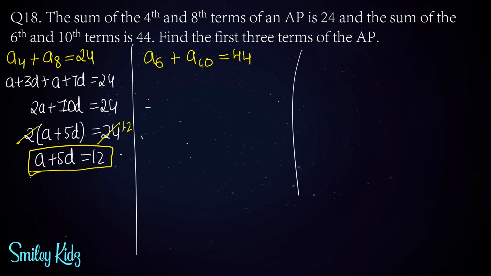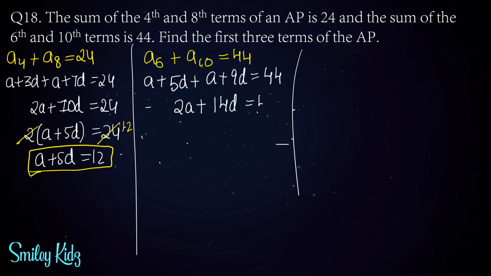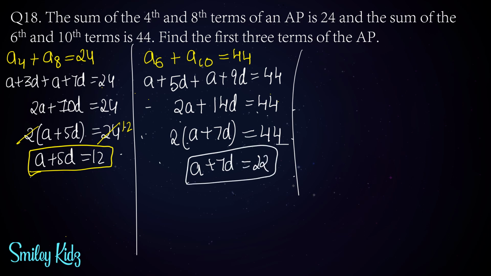In a similar manner, let's just solve the second equation right now. It's going to be A plus 5D plus A plus 9D equals 44. This is going to be 2A plus 14D equals 44. I'm going to take 2 common. You'll have A plus 7D in the brackets equals 44 over 2. And A plus 7D will be equal to 22.